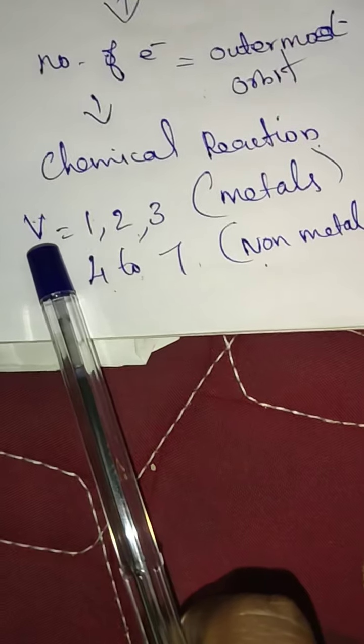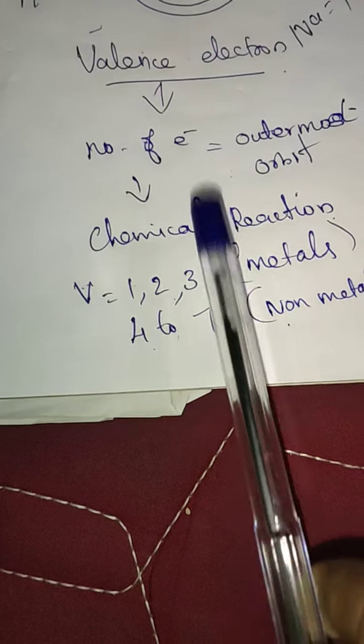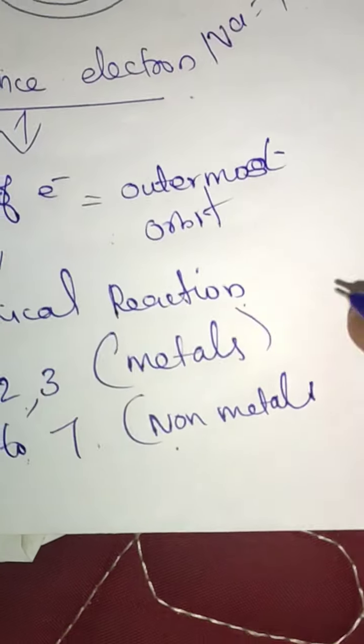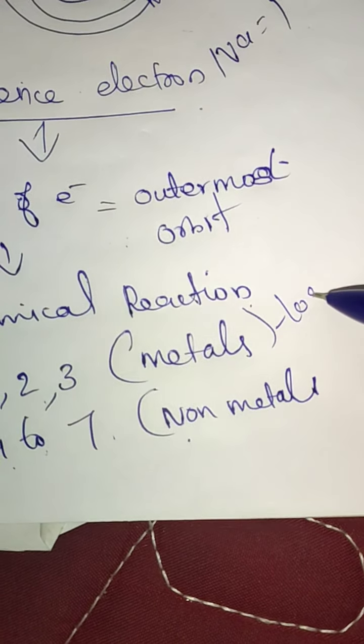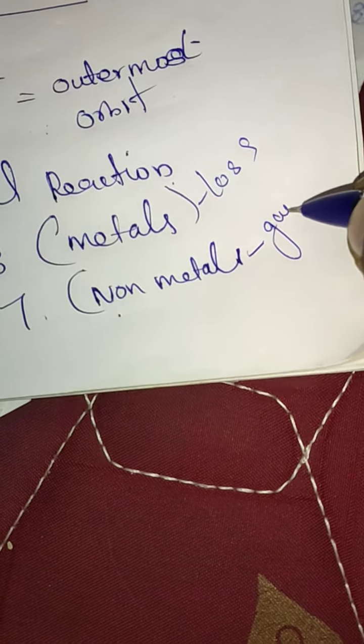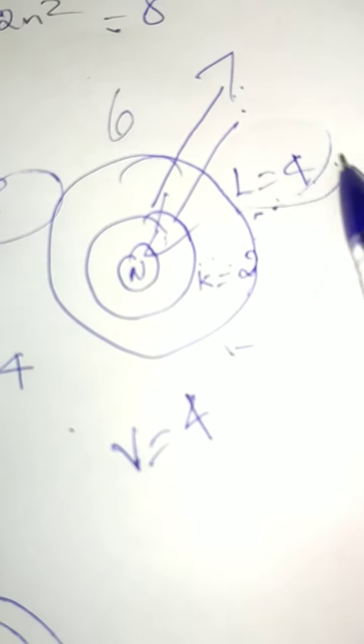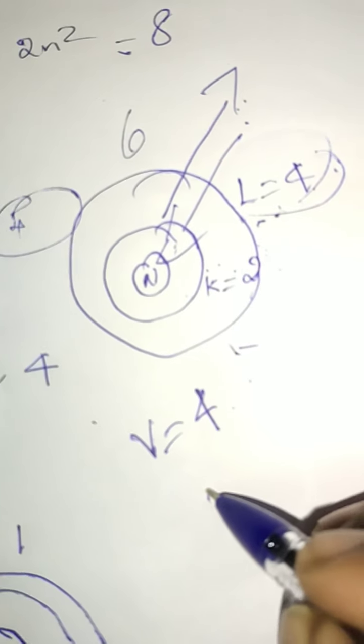If the outermost shell contains 1, 2, 3 valence electrons, it belongs to metals. 4 to 7 belongs to non-metals. We know metals always lose electrons, and non-metals always gain electrons. If the valency is 4, the outer shell has 4, what is that? See here, the outer shell has 4. So carbon. The valency of carbon is 4.